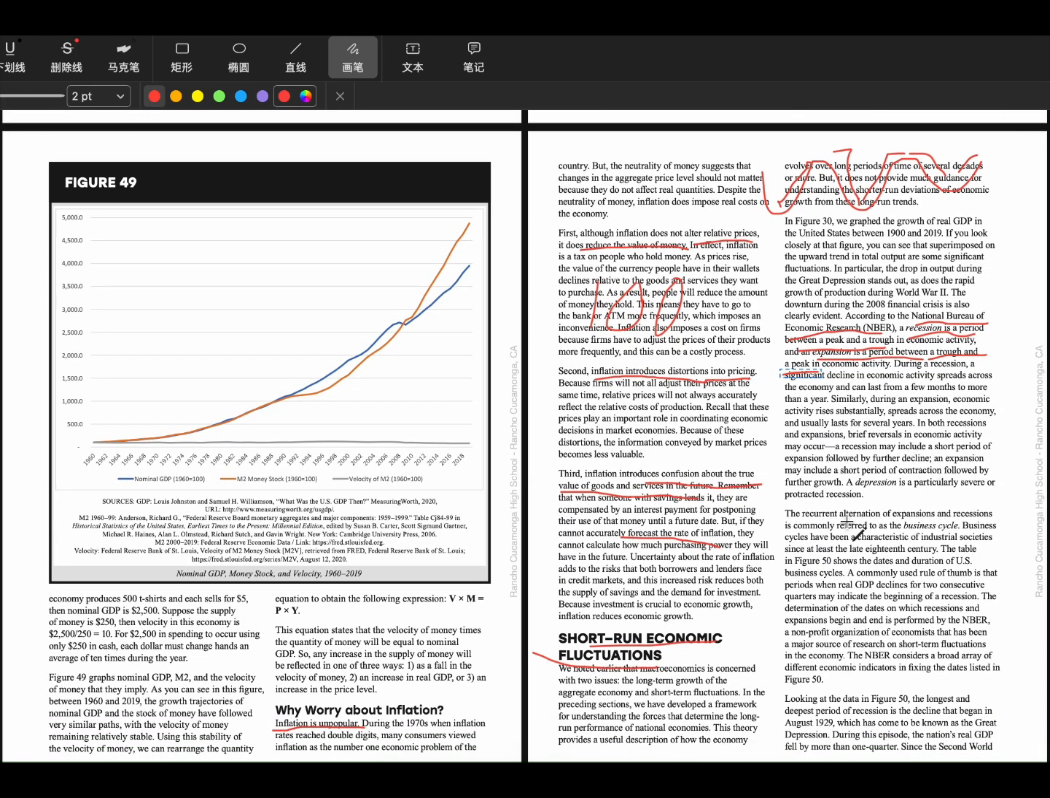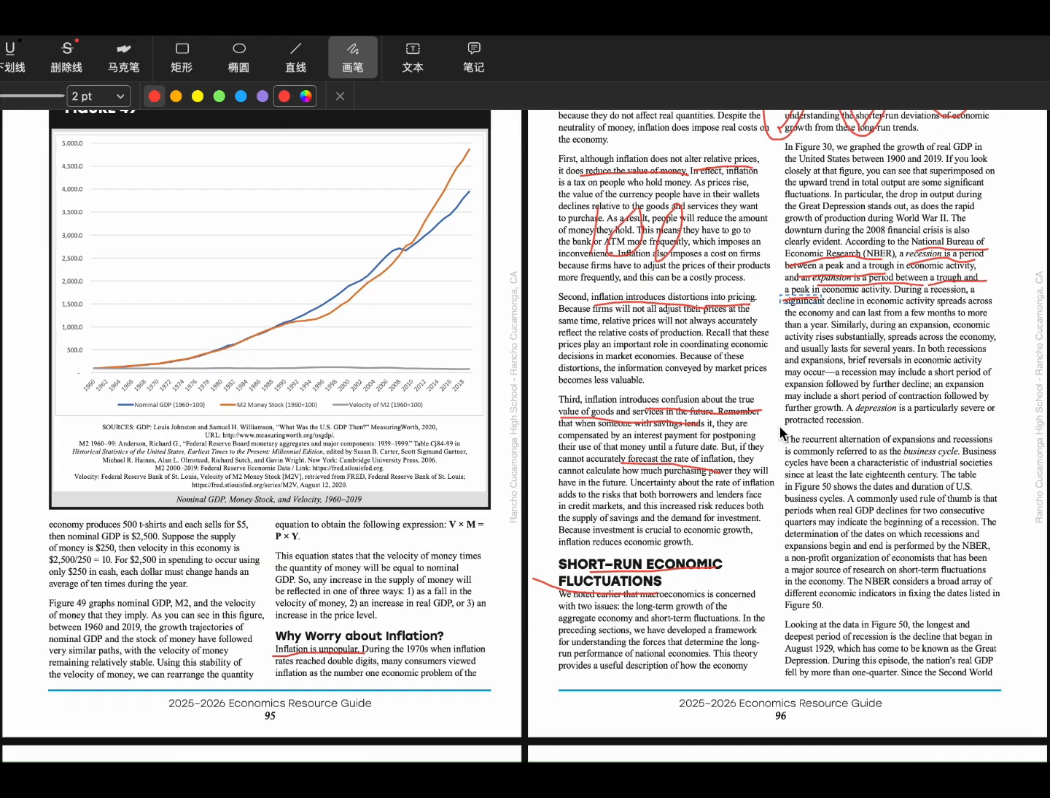What are the characteristics of an expanding economy? What is the characteristic of expansion? Expansions have lower unemployment rates. The unemployment rate decreases during expansion. And inflation will increase.